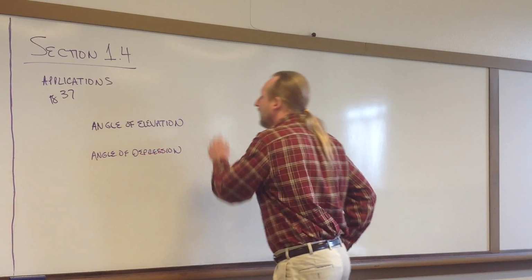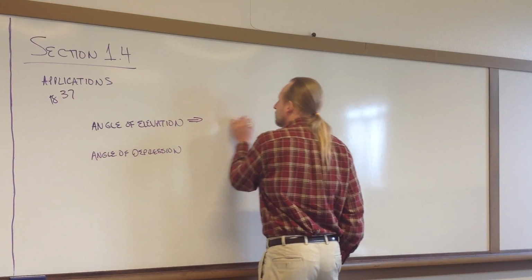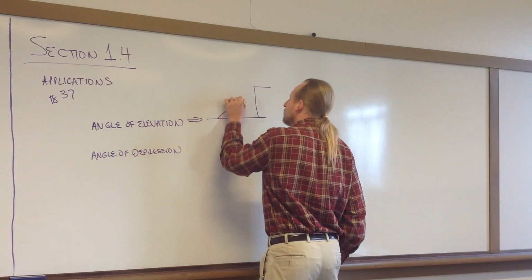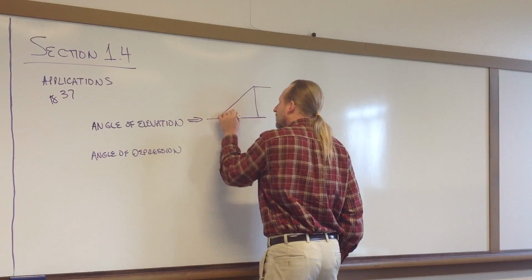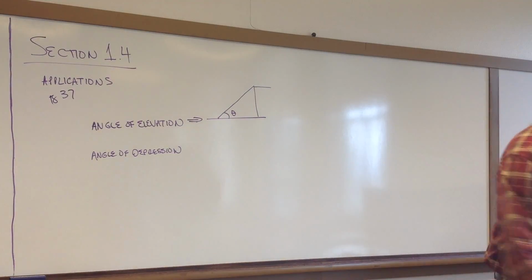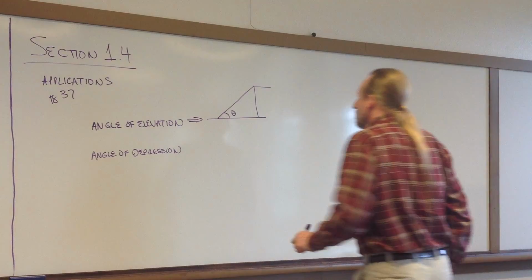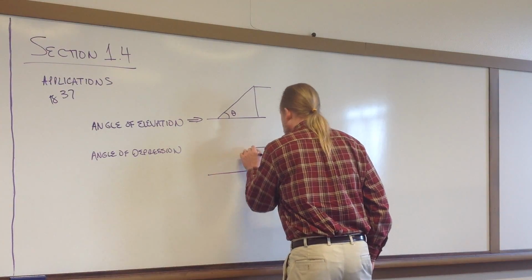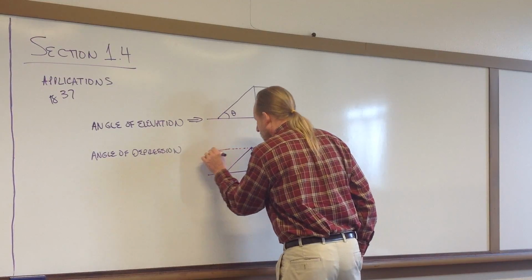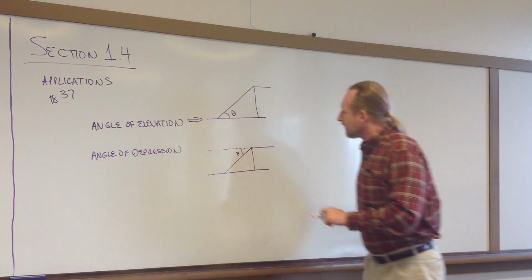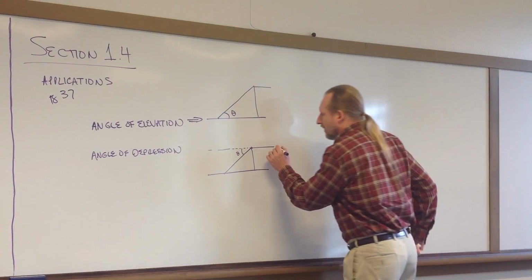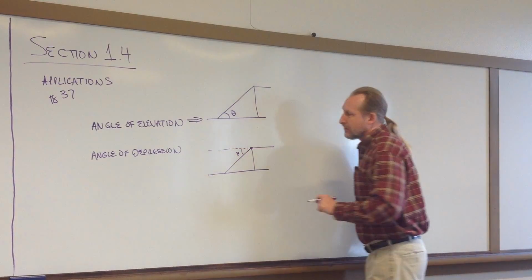Okay, so angle of elevation is if you're looking up to something from lower down. The angle of depression is if you're up on top of something, looking down. The angle of depression is found in relation to a horizontal line that coincides with the elevation that the observer is at.